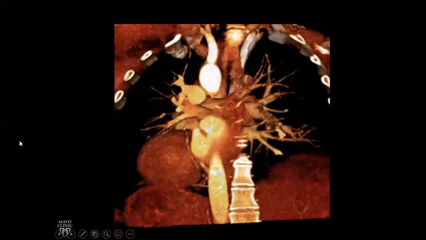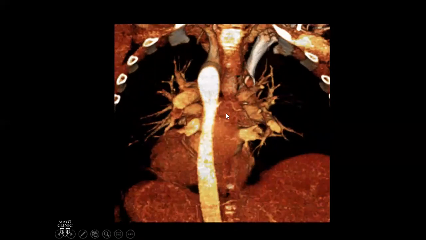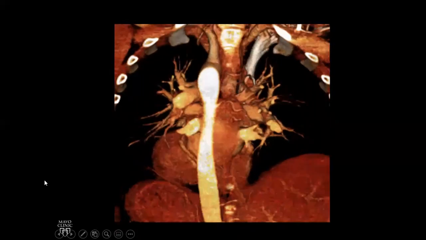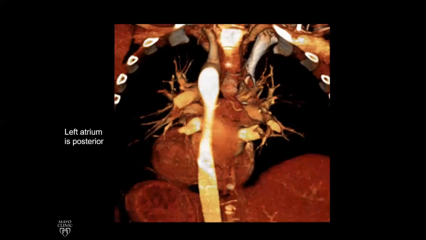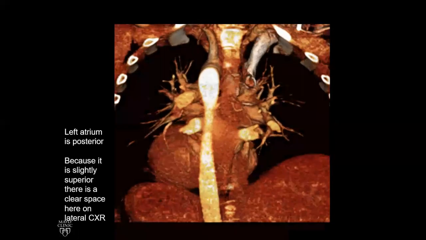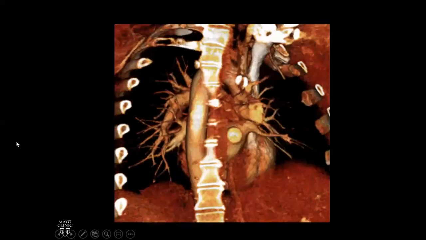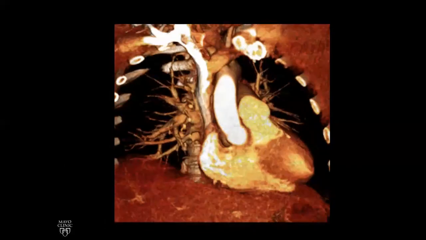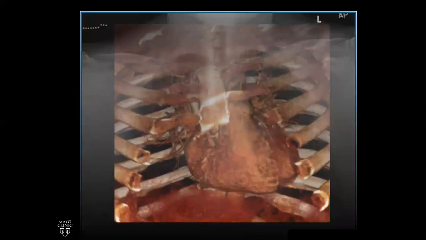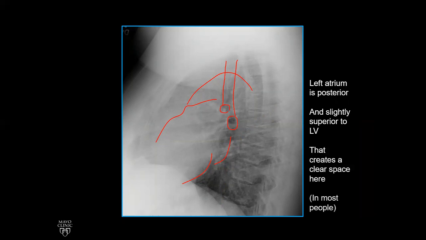If we're going to rotate around, now we're looking from the back. Here's the left atrium. Here are pulmonary veins. This is descending thoracic aorta. The left atrium is posterior, and because it's slightly superior, there's a clear space that lives about here on a lateral chest X-ray. We're going to rotate around to the side, back to the front and fill in. And there's our frontal radiograph. So the left atrium is posterior, slightly superior to the left ventricle. That creates a clear space that lives here in most people.